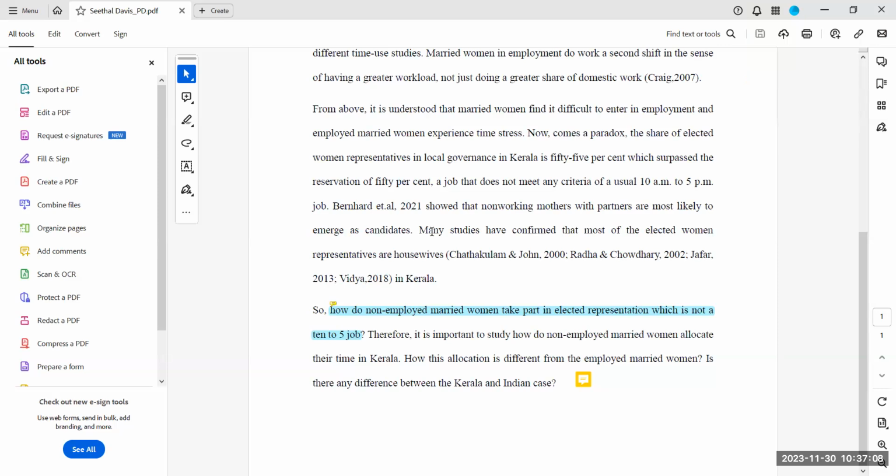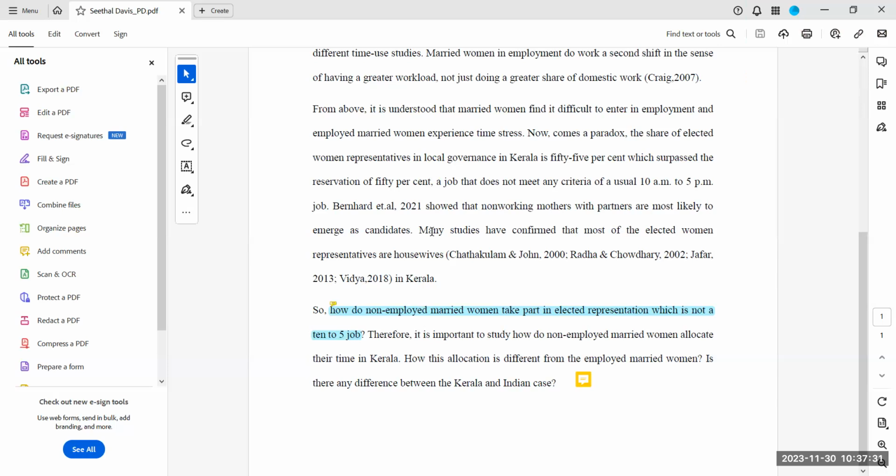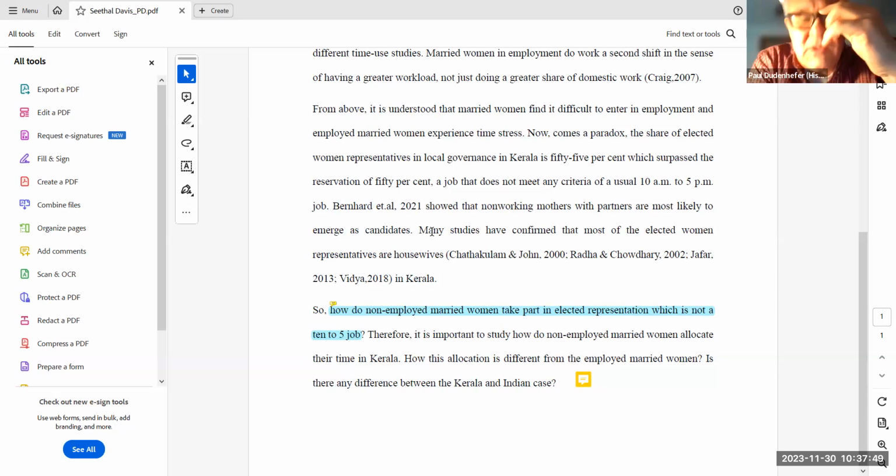But for elected representatives, it is not a normal job, right? It is not a regular job kind of timing. All things are different. You need more time to excel in this field, right? And what I gathered from literature is that mostly housewives are the elected representatives. So I believe something is there.